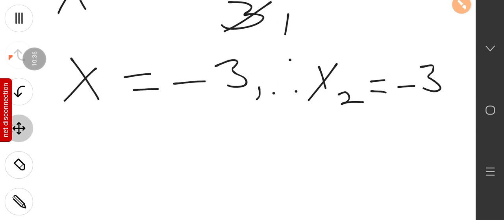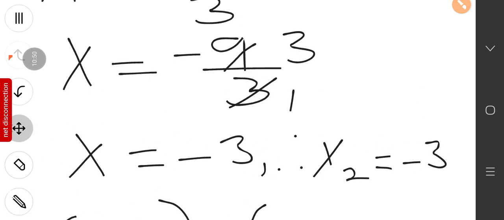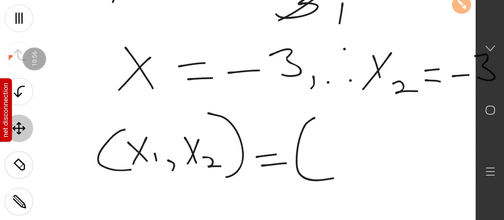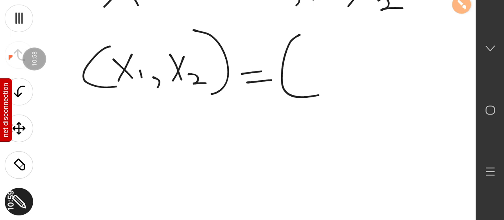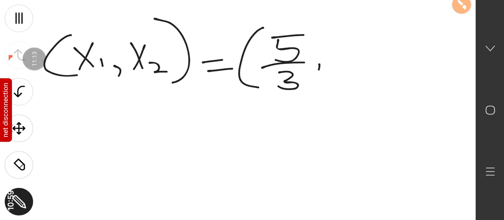All right, now let's organize this. So you have x1, x2 equals, x1 is 5/3, comma, and then x2 is minus 3. All right, so we are done.